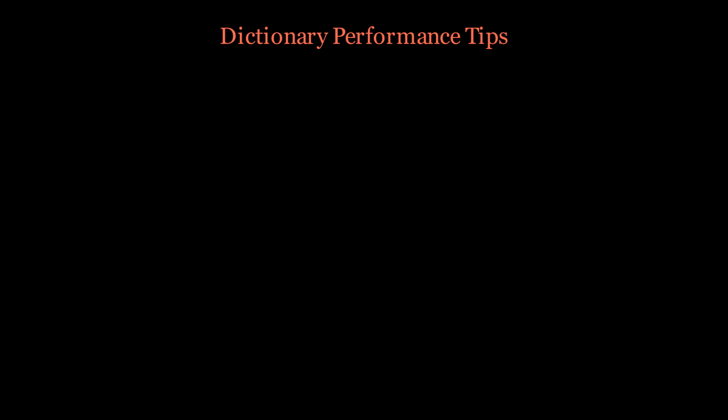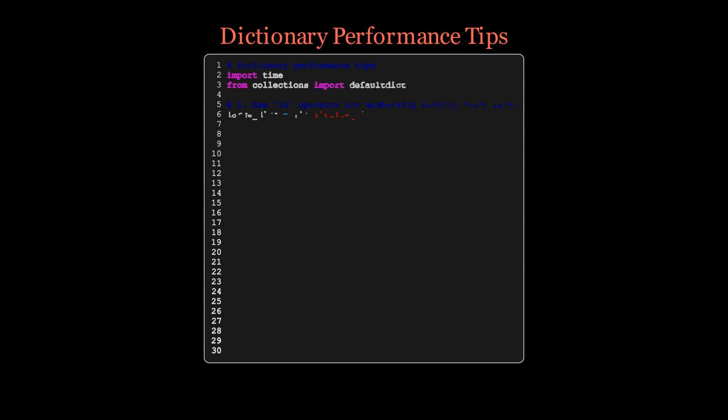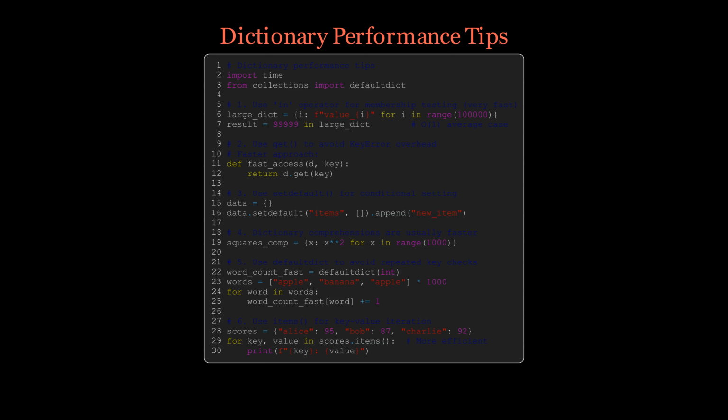Understanding dictionary performance helps you write faster, more efficient code. Dictionary performance optimization involves using membership testing with in, leveraging get to avoid exceptions, using setdefault for conditional updates, preferring dictionary comprehensions, using defaultdict to avoid repeated checks, and iterating efficiently with items.